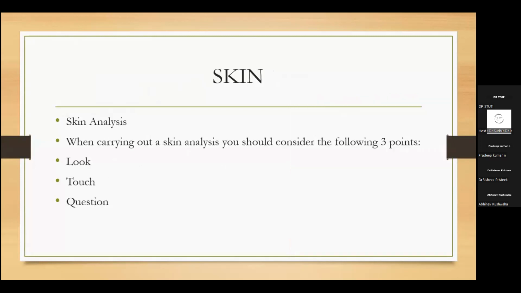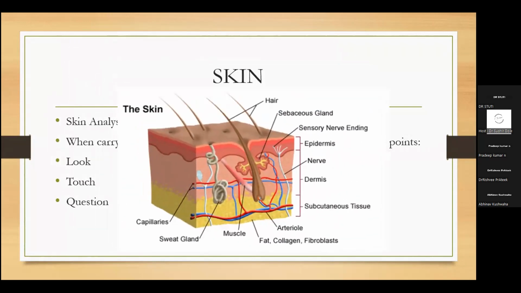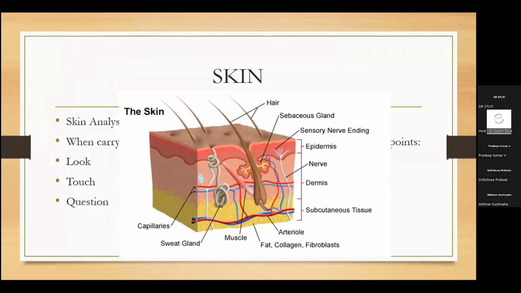So, when we go for the skin, there should be an analysis of skin. It can be in three points: look, touch, and question. First you ask the patient, and then you touch and feel, so the patient has that rapport with you. And then questioning: has the patient done any treatment before, or is anyone under treatment, or using any products.